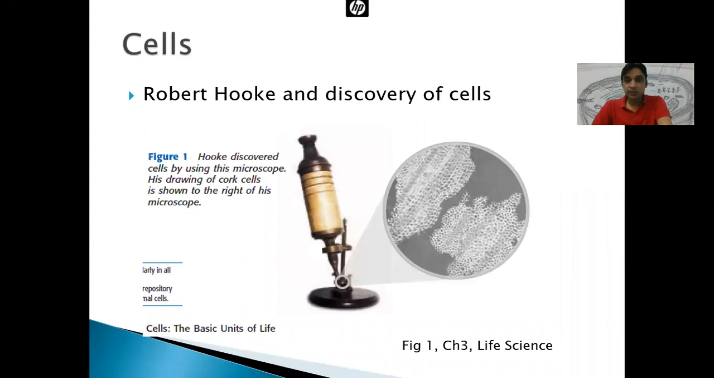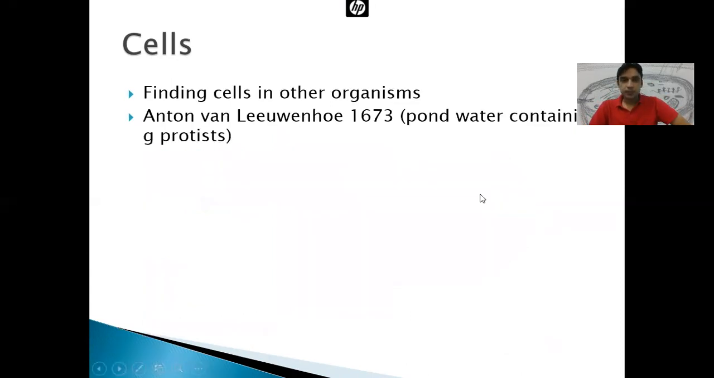Originally, the cell was discovered with the help of a microscope invented by Robert Hooke at that time. He studied a very thin, fine film of cork cells, and he observed little chambers and small compartments present within that small slice of the cork, and he named those things cells.